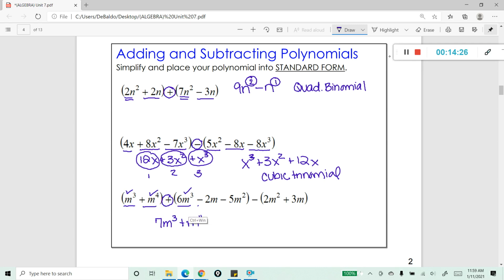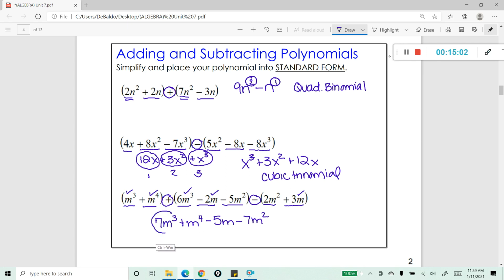I'll just start with the next one in line. Negative 2m. And it looks like I have negative 3m over here. So negative 2m minus 3m is going to leave me with negative 5m. So those two terms are done. And then of course I have the last two: negative 5m squared minus 2m squared, leaving me with negative 7m squared.